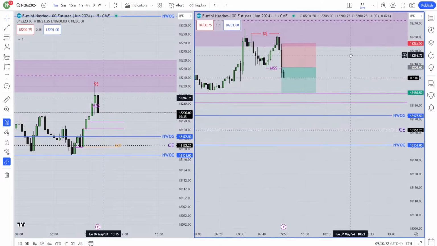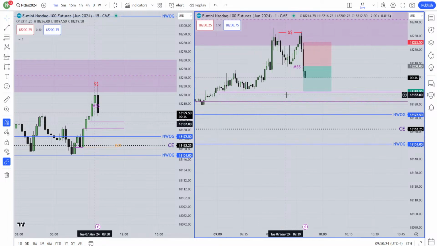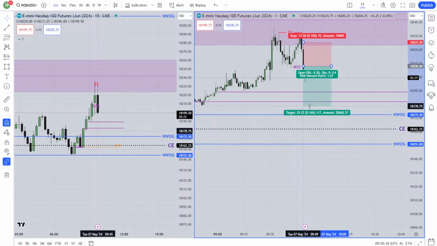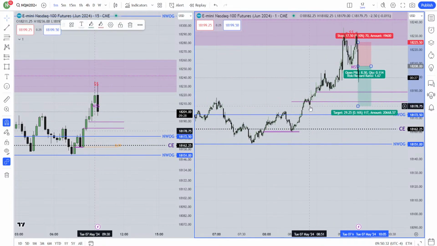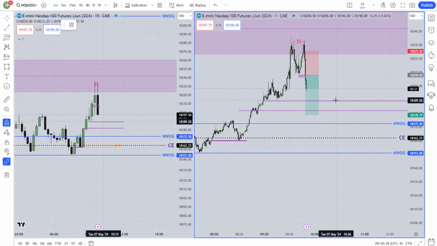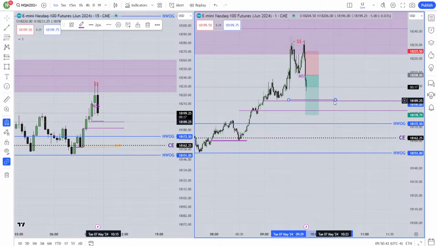Here 1700 stop loss, nothing to do. This is my relatively equal lows. If I take two contracts, then my target will be here, this low. See this low, that will be my target. If I take two contracts in that type of situation, this will be my first partial, and that area will be my first partial.